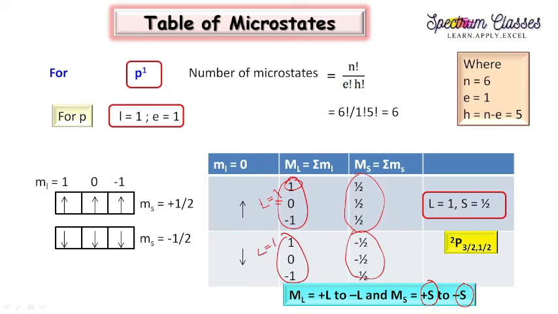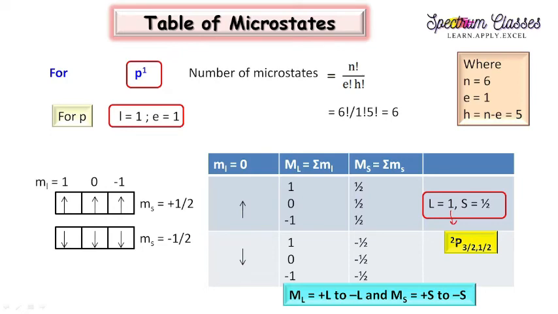So we kept L is equal to 1. For this, we are having S plus S to minus S value. So the maximum value of S is plus half. L is 1. So in this manner, we have written over here. So in this manner, we are going to write the term symbol for this one.